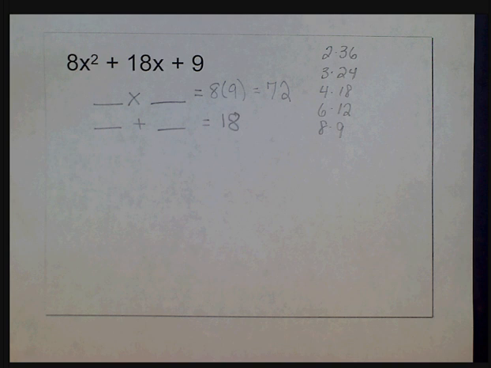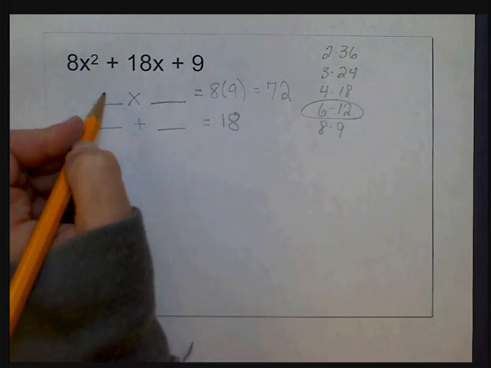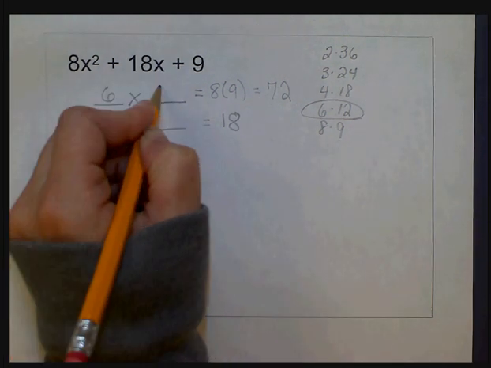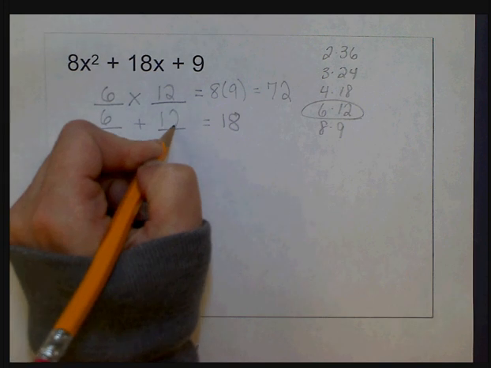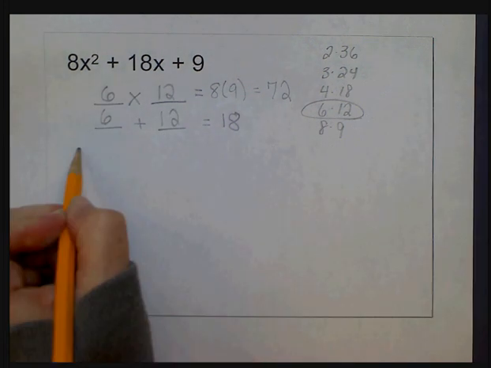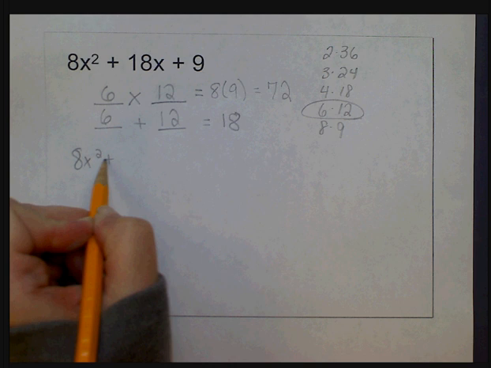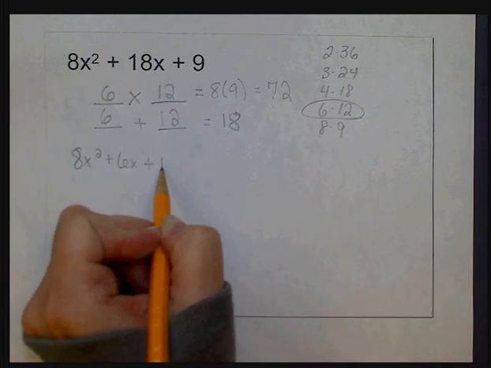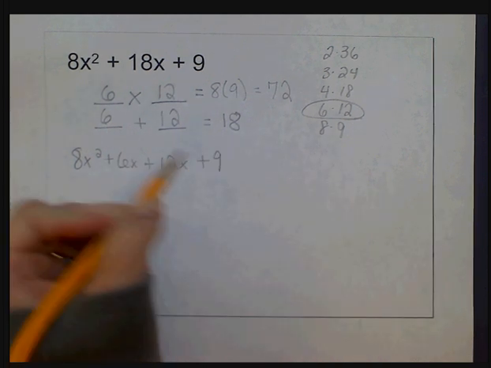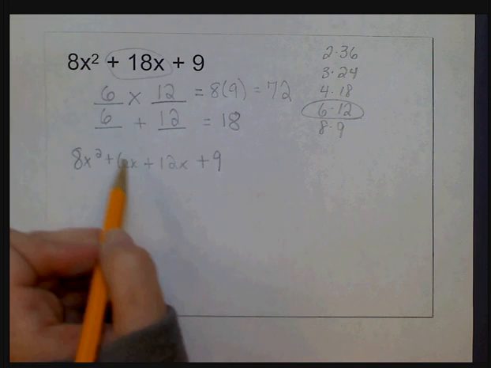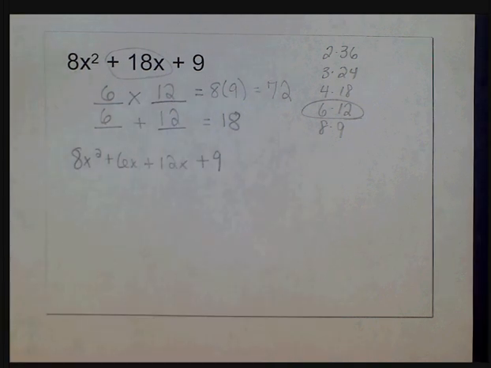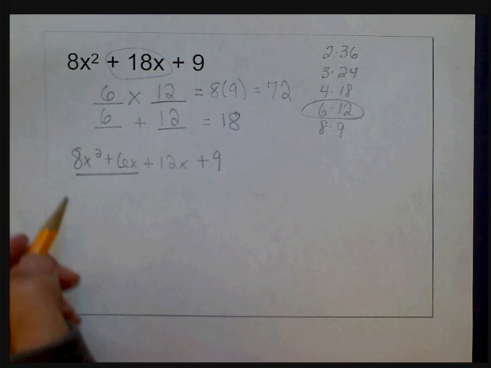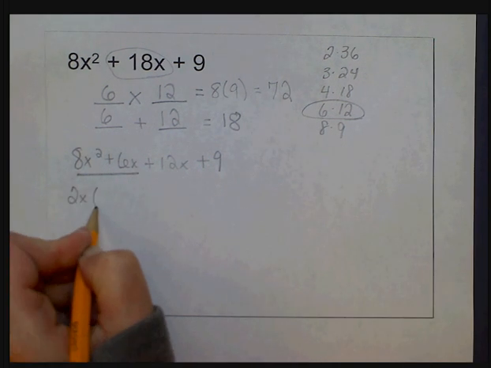So I need two of them to add together to be 18. And that happens to be 6 and 12. Since both are positive, it'll be a positive 6 and a positive 12. So now we rewrite 8x squared plus 6x plus 12x plus 9. So we replace 18x with the 6x plus 12x. So now I look at my first two terms, 8x squared plus 6x. They have a 2x in common.